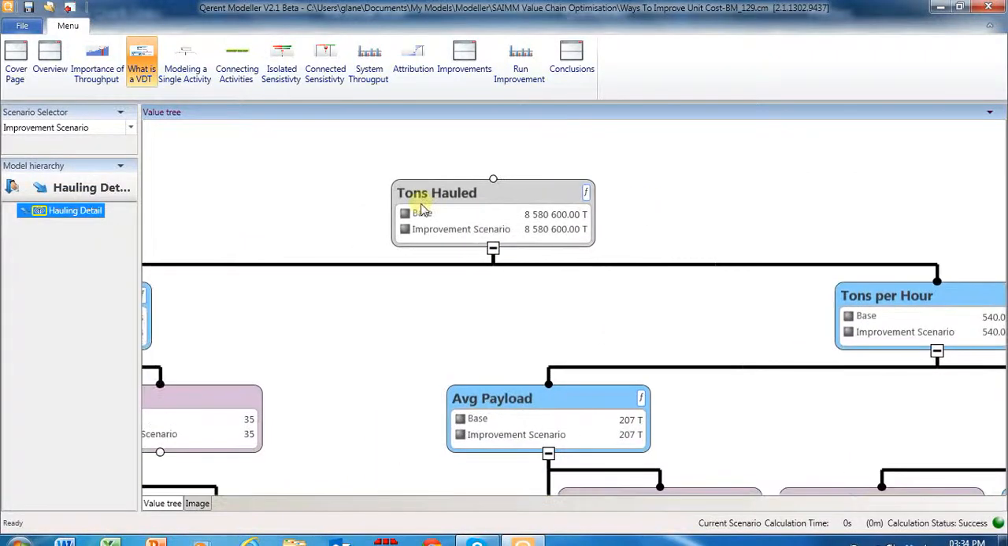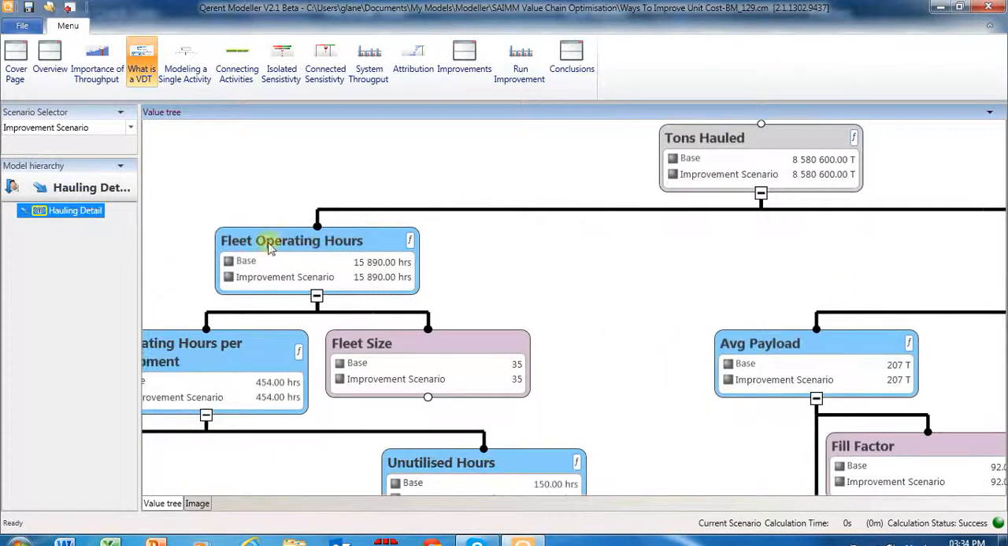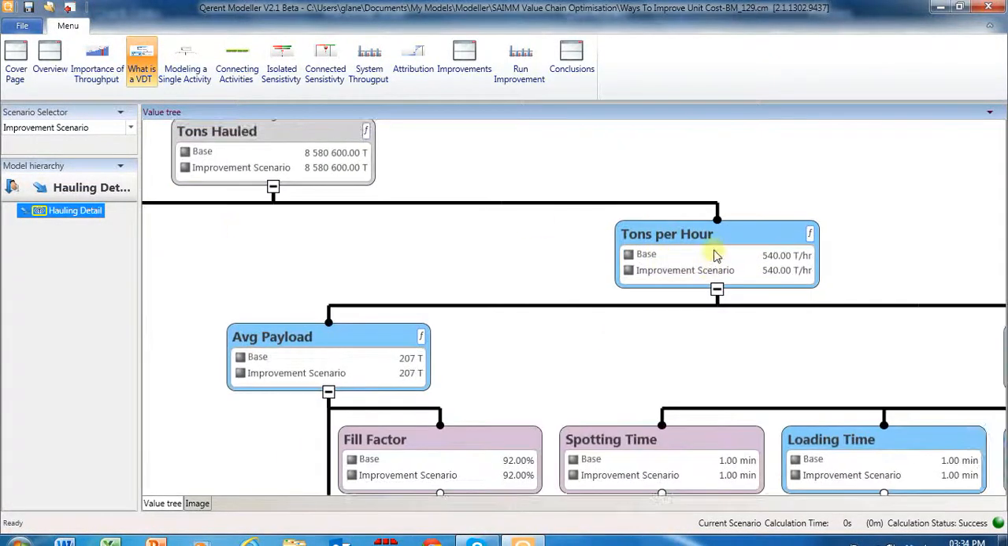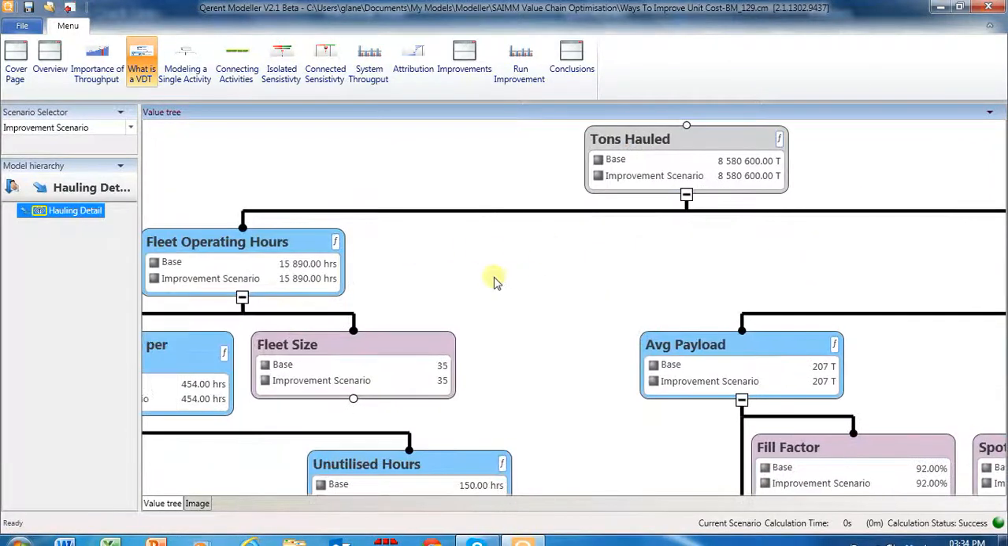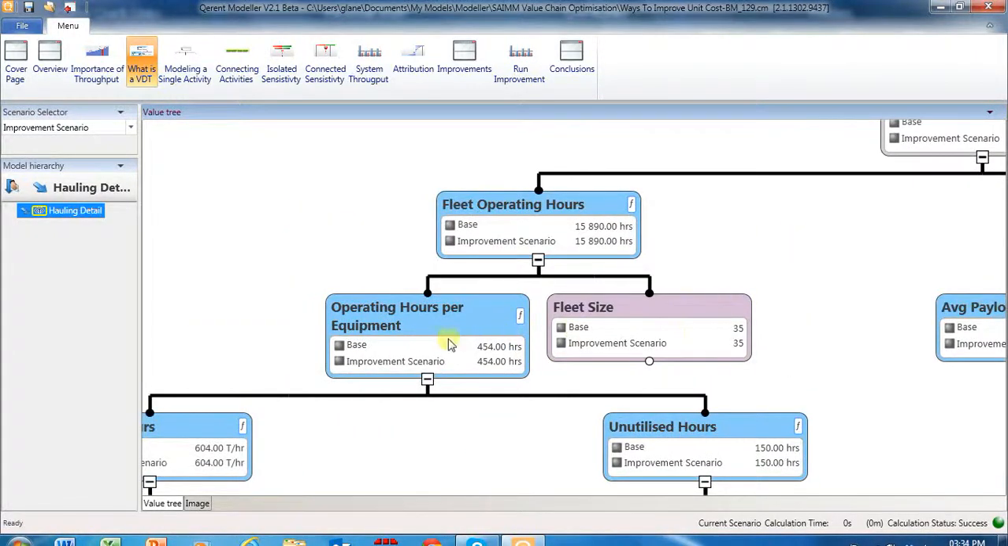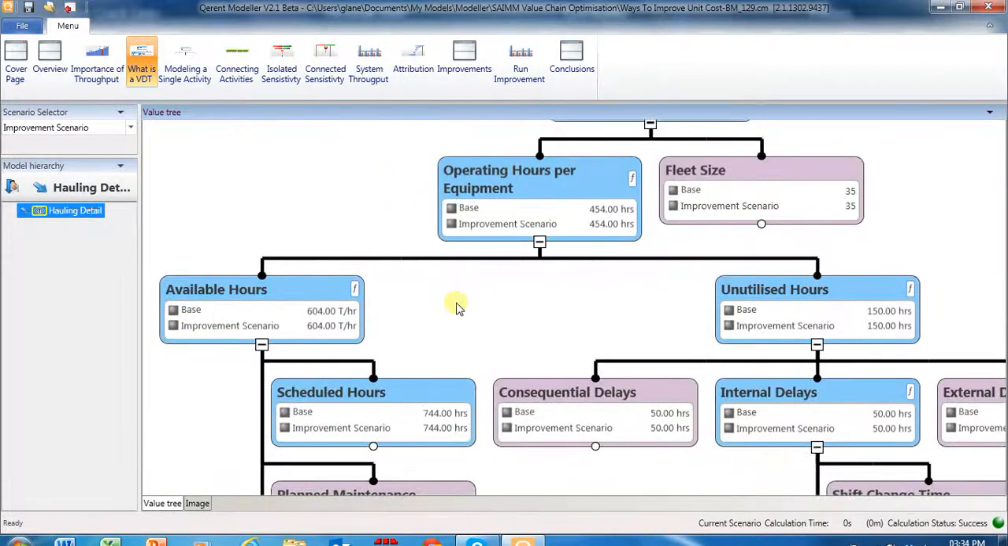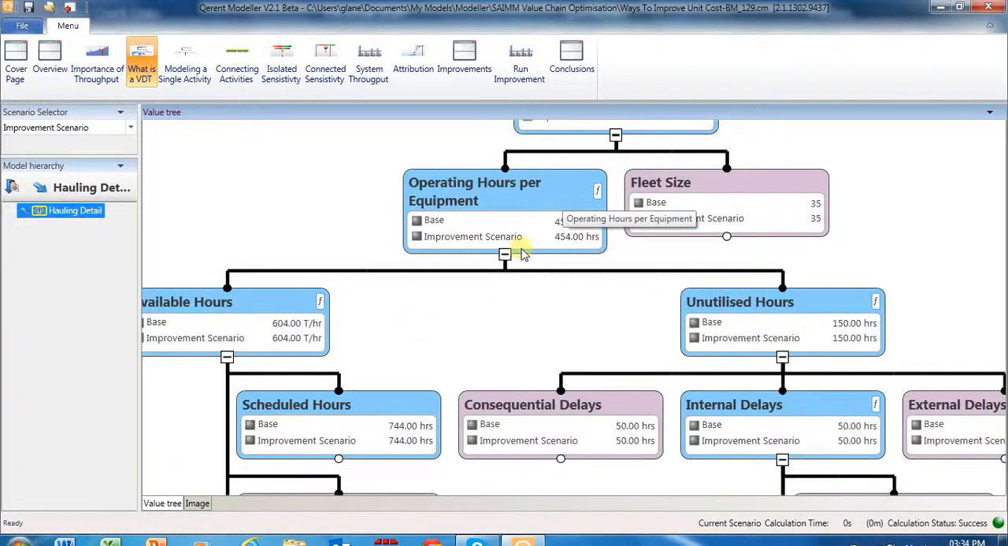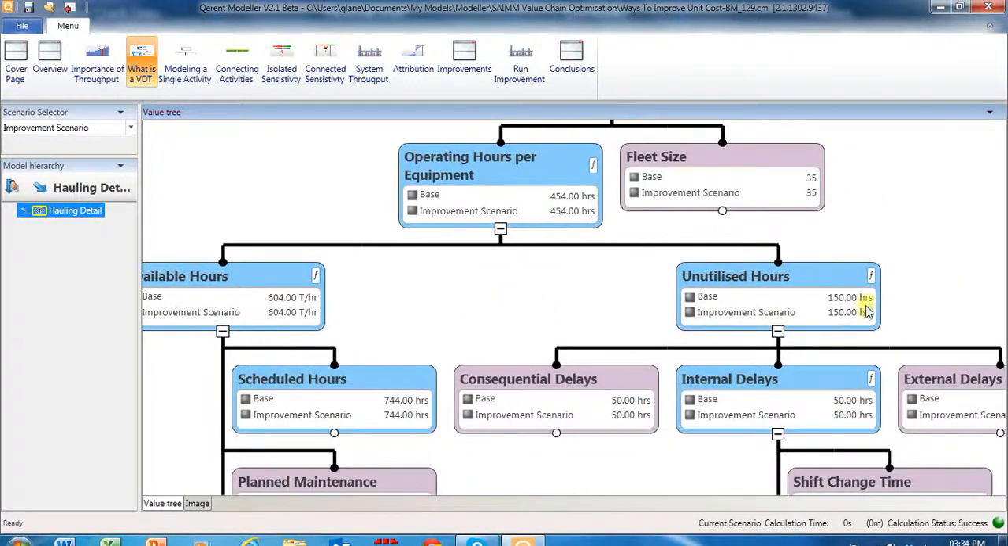So I've got tons hauled. Tons hauled is made up of the fleet operating hours multiplied by the tons per hour. The fleet operating hours is the fleet size times the operating hours per piece of equipment. And then underneath that, operating hours is your traditional time model: the available hours, utilized hours.